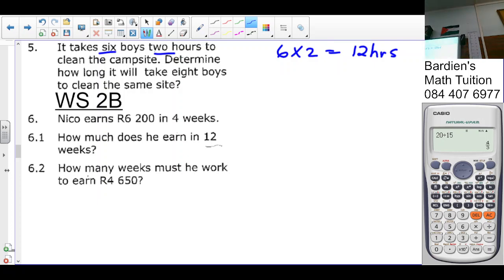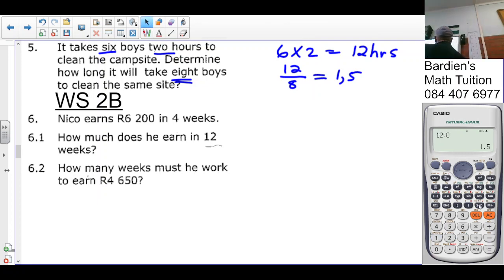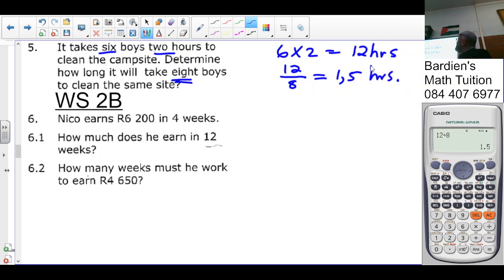Then, how long will it take 8 boys? So it's going to be 12 divided by 8, which gives you 1.5 hours. So it will take 1.5 hours for 8 boys to clean that same campsite. You understand? So what do I do first? I work out what is the total amount of hours needed. Okay? Or what is the total amount of work that is needed for the campsite.